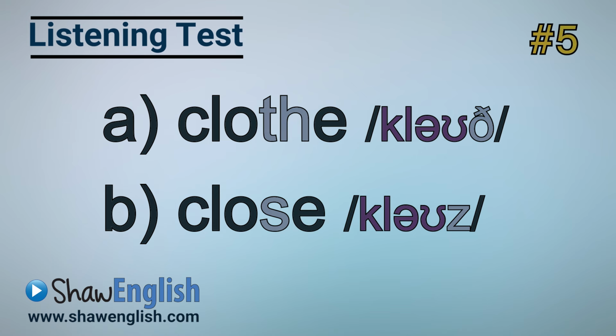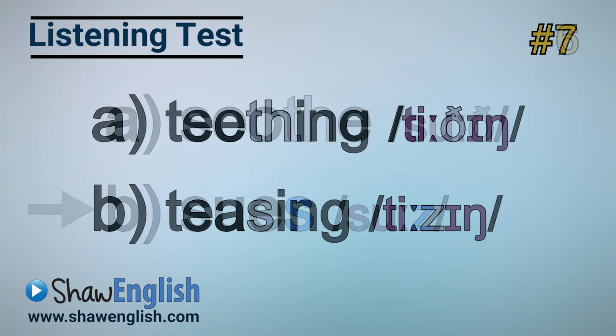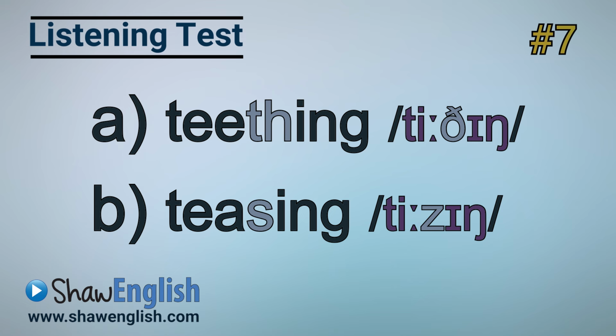Close. Close. B, of course, close. A is clothe. Listen to me, guys. Soothe. Soothe. It's answer A, soothe. B is pronounced soothe. Teasing. Teasing. It's B, teasing. A is teething.